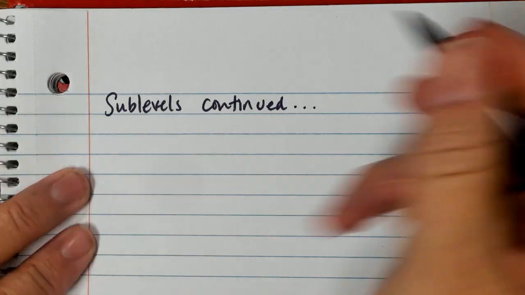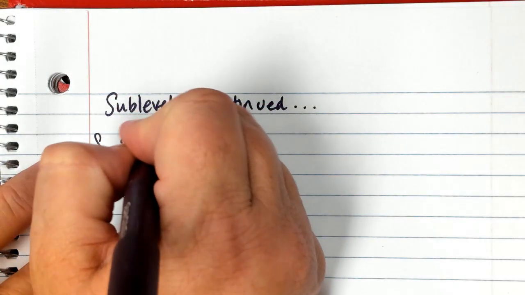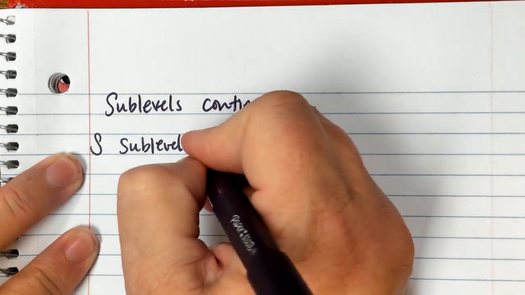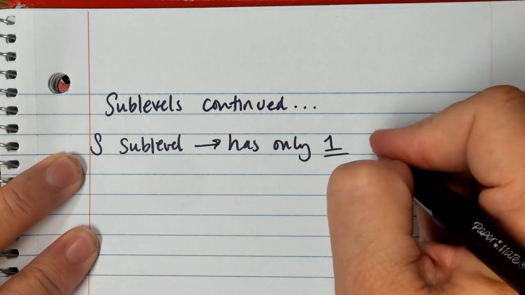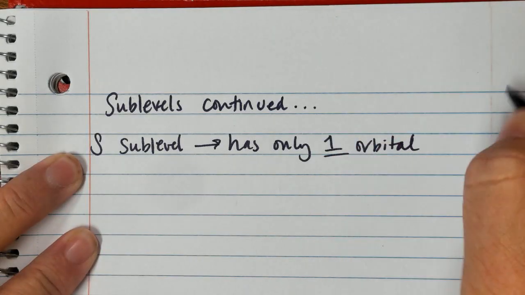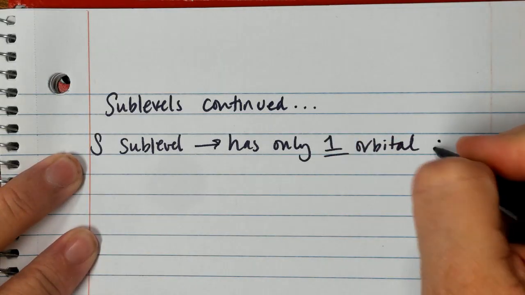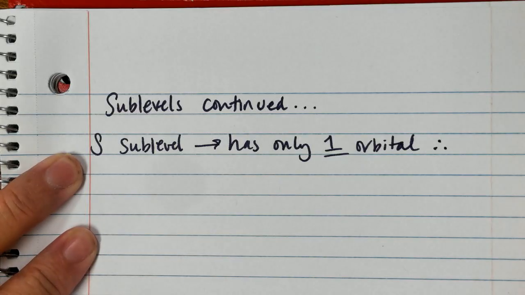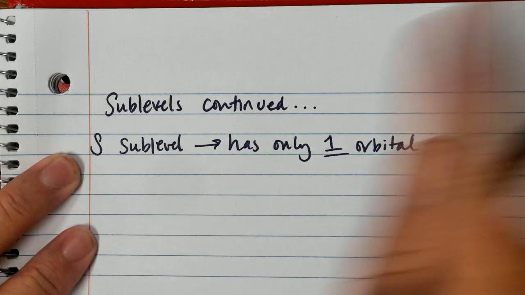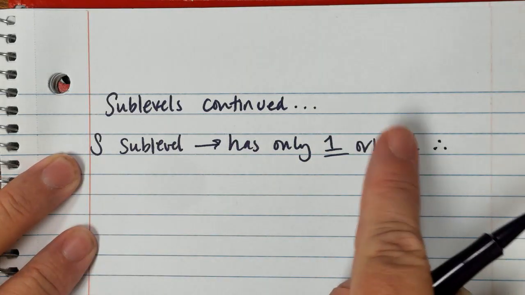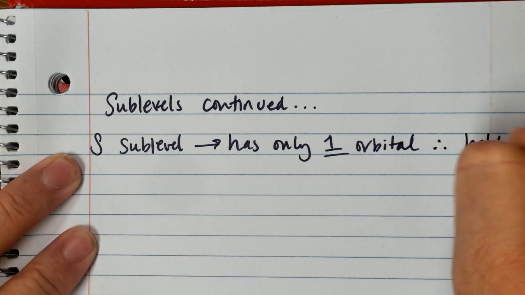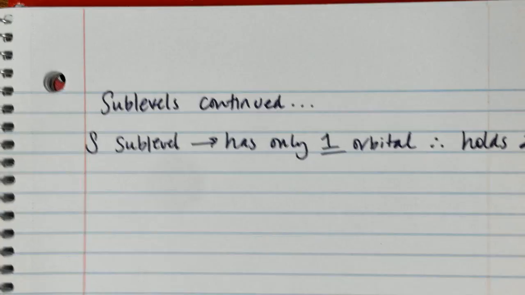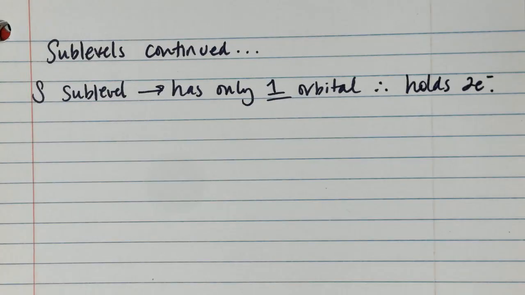Okay, so an S sublevel has only 1 orbital. And this 3-dot triangle that I use means therefore in shorthand. You may someday have a job where you use shorthand, but I learned that from somebody else and I like it. So the S sublevel has only 1 orbital, and if it has 1 orbital, what's the maximum number of electrons it can hold? 2. Holds 2 electrons. Good. It's only going to hold 2 electrons.